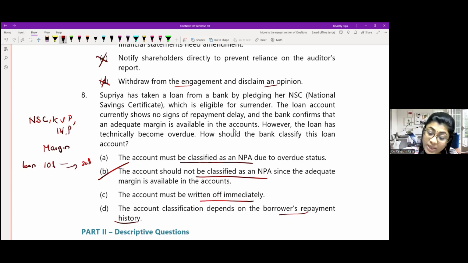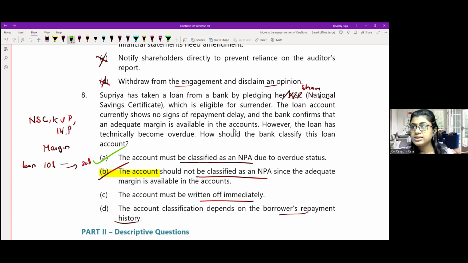Now, assume instead of NSC, it was some company's shares. Then the answer would have been A. Since it is central government security, it is B. NSC, you study in ATC deductions, right? ATC deduction, NSC, chapter 6A.